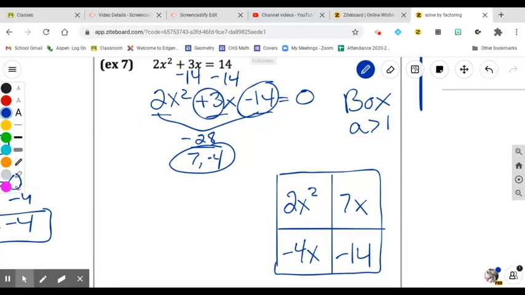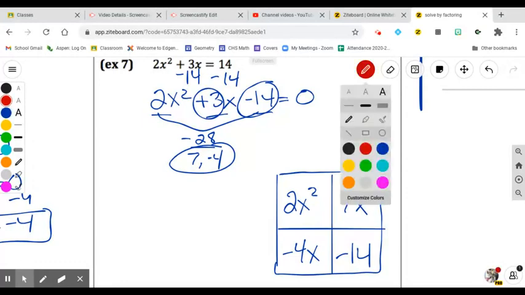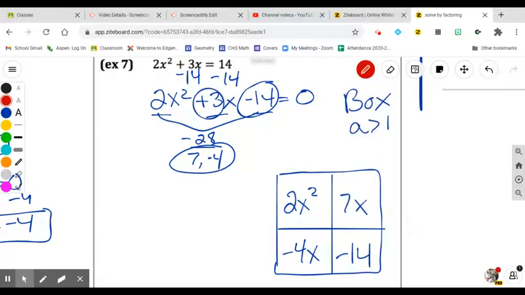Remember, what we do next is we identify the GCF of each column and row. This column here, 2x squared and negative 4x, the GCF would be 2x. This column here, 7x and negative 14, it would be 7. Now we want to do this row, 2x squared and 7x. The GCF is x. Now this row, negative 4x and negative 14, 2 goes into both of them. But since this box closest to where I just wrote the 2 is negative, that means my 2 has to be negative.